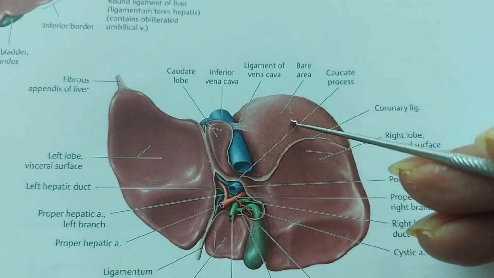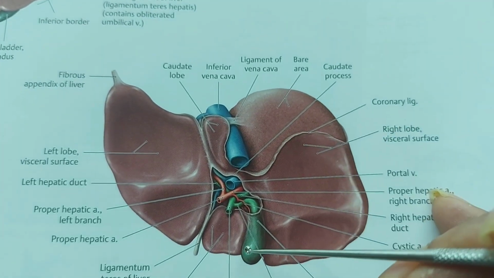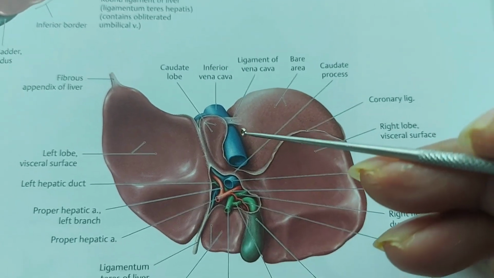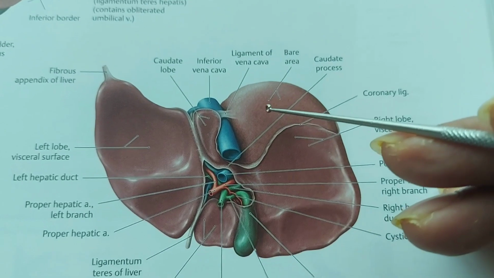Where there is the inferior vena cava there is no peritoneum, and where there is the gallbladder there is also no peritoneum. So these areas are also known as bare areas.